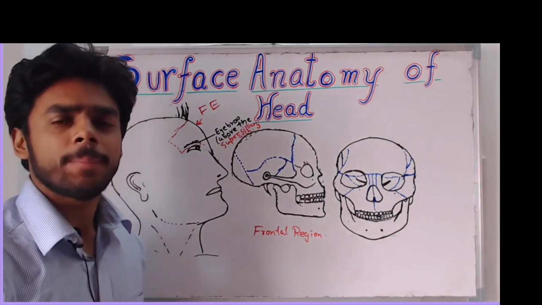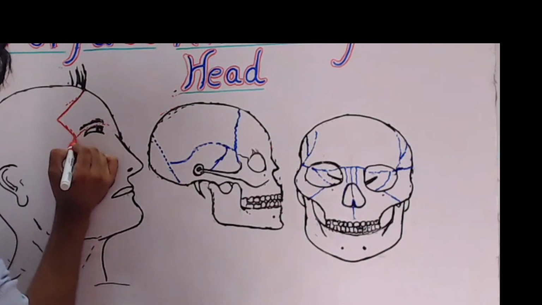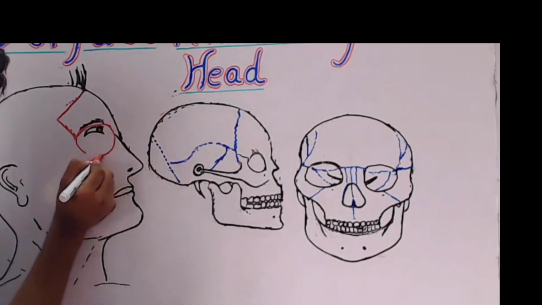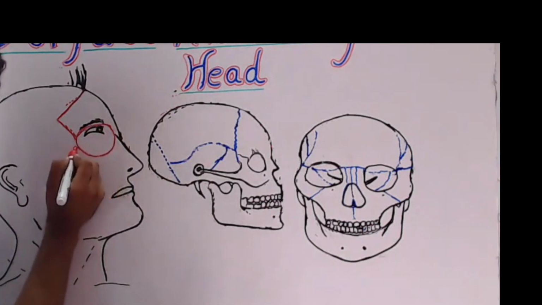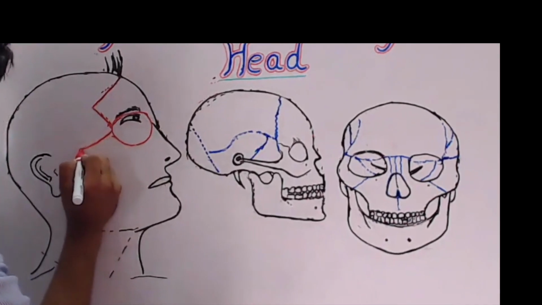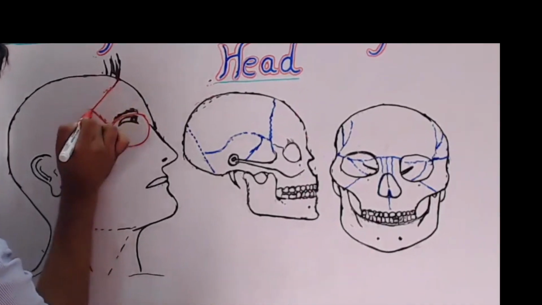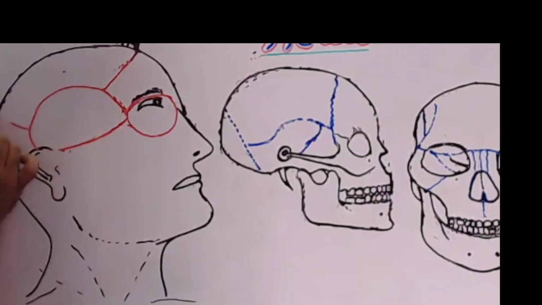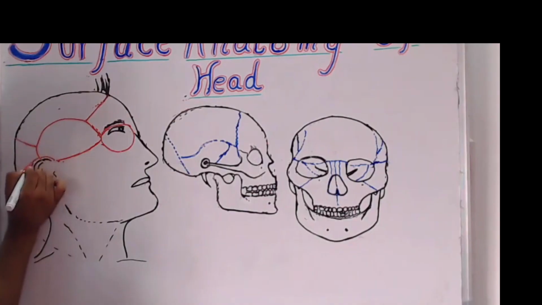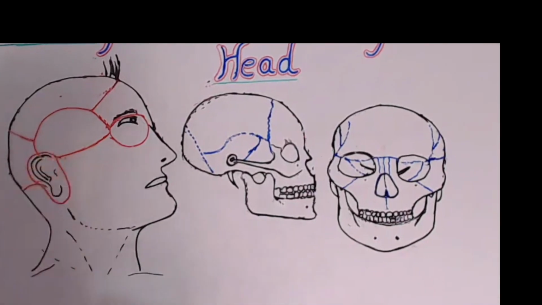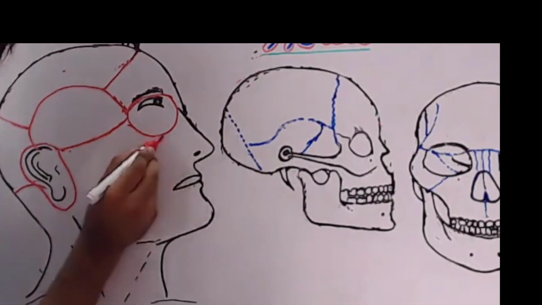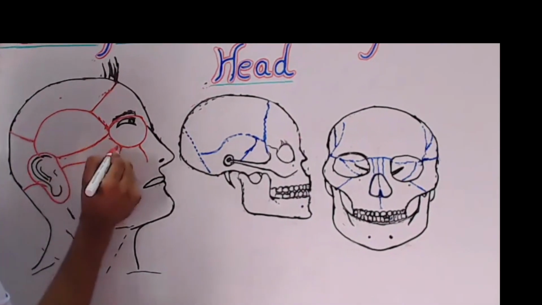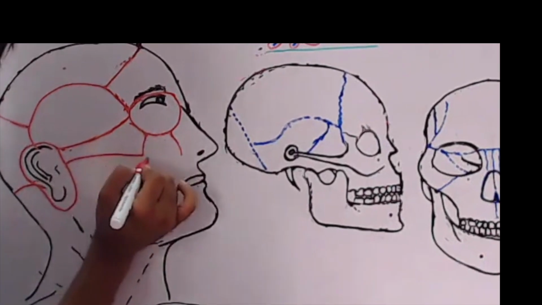Now we will study the parietal region. I will mark the regions also so that it will be easy for me to explain. This is the orbital region, and behind this orbital region we have temporal region. This is the parietal region, and behind this parietal region and the temporal region is the occipital region. This is the auricular region, and here, since we have zygomatic bone, this is called zygomatic region, and since this is the orbit, this region is called infraorbital region.